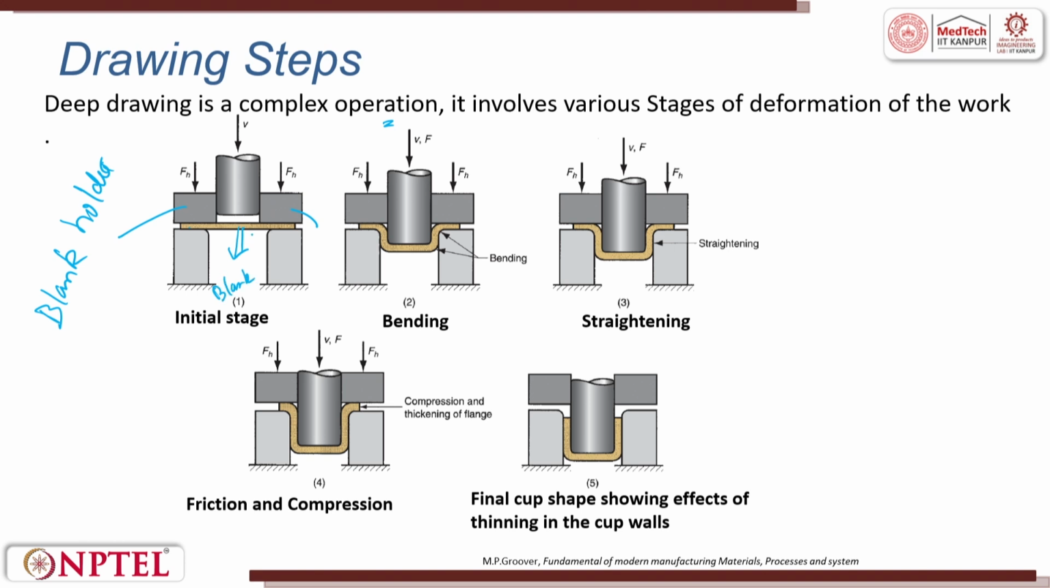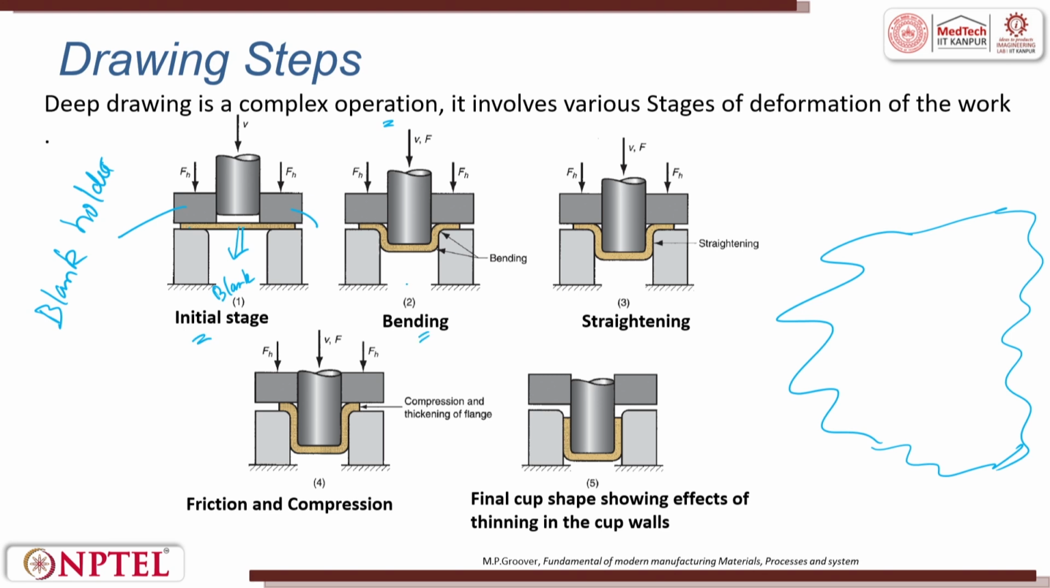Why is the blank holder required? Suppose you do not hold the blank and you try to do a bending operation, then wrinkles can form on the edges. So, in order to avoid that and to have a proper flow of metal as the punch moves down, we have a blank holder force. Optimizing the blank holder's force is very, very important, which is in turn related to the velocity with which you push it down. So, the initial stage is that.